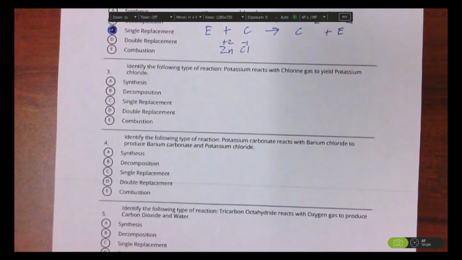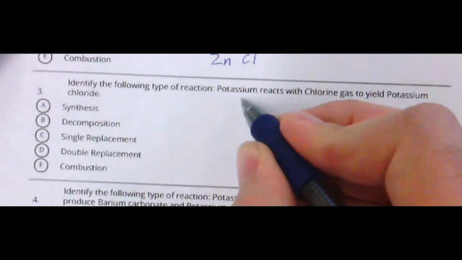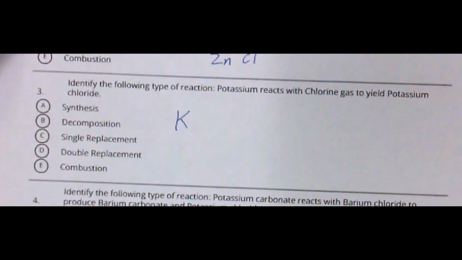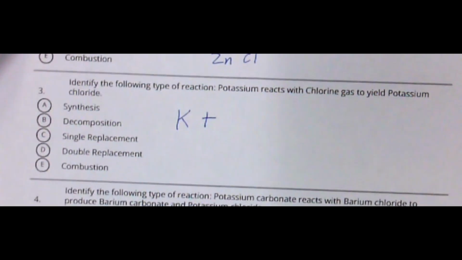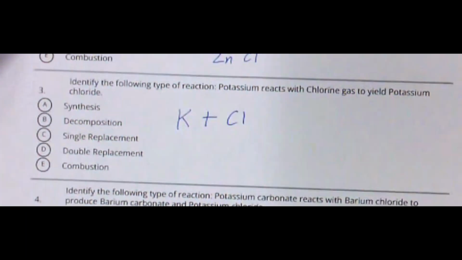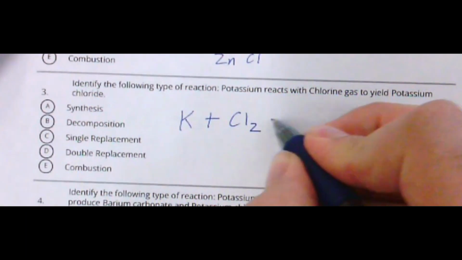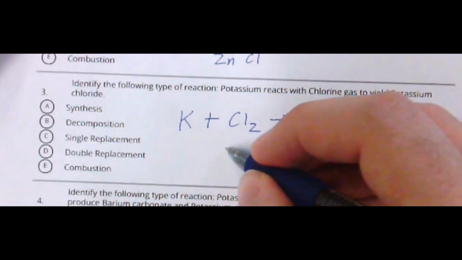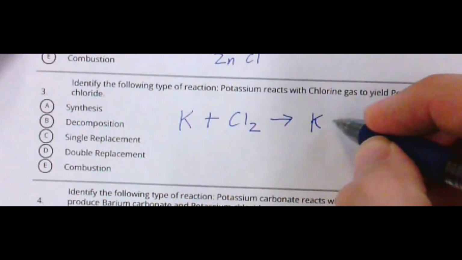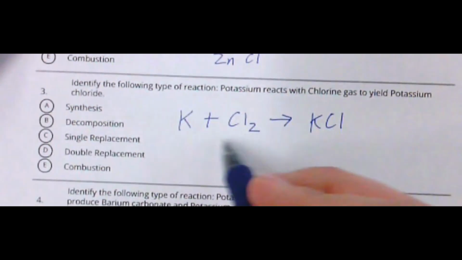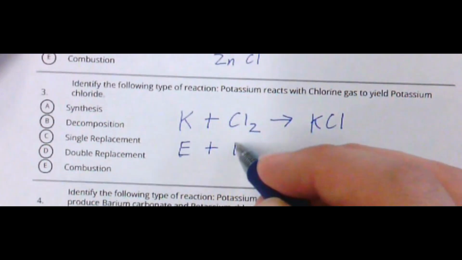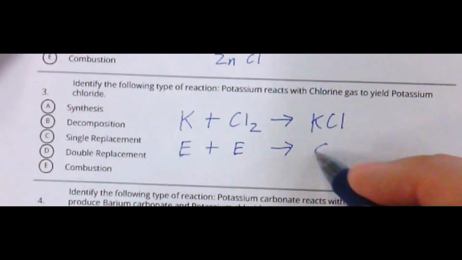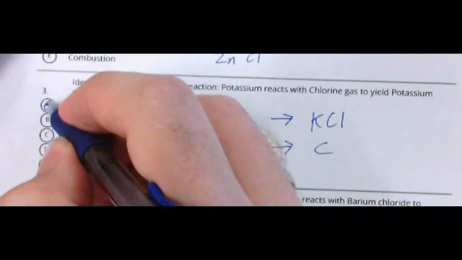So you're using everything you've been doing before. So, next type of reaction. You got potassium? Is it diatomic? No. Reacts with chlorine gas. Is it diatomic? Yes. Potassium chloride. Well, you got to crisscross these. Plus one, negative one. So you could have stopped right here. You notice this is an element plus element, which yielded a compound. Synthesis.